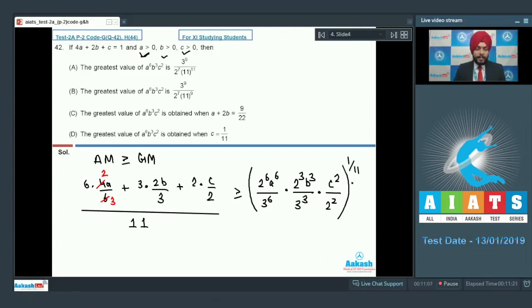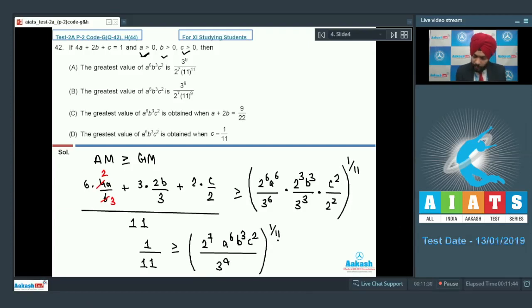So very carefully applying AM-GM, we can see that the left hand side to the power 1 by 11 will be greater than or equal to (2^9 / 2^2, that is 2^7, a^6 b^3 c^2 / 3^9) whole raised to power 1 by 11. So raised to the power 11 on both the sides: 1 upon 11 raised to the power 11, multiplied by 3 raised to the power 9 divided by 2 raised to the power 7, is greater than or equal to a^6 b^3 c^2.